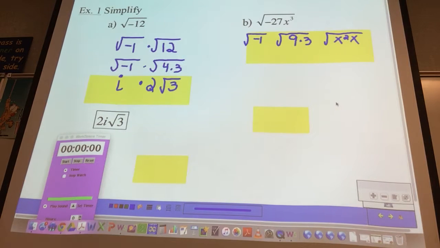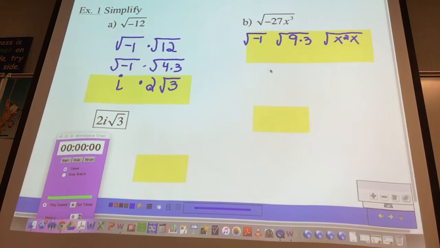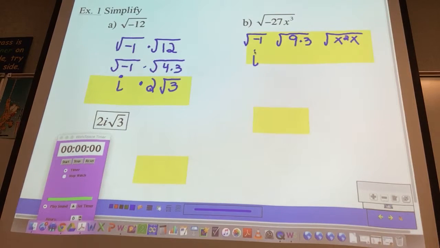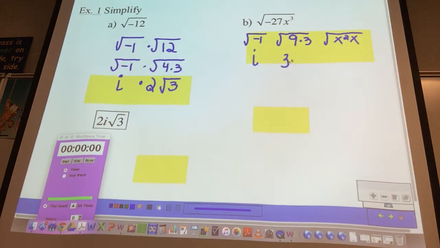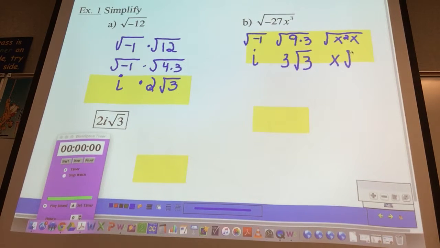Questions on that part? Now we see what goes out of the house and what's stuck inside. Square root of negative 1 is i. And when you take the square root of negative 1, it's no longer in the house, it's just i. What's the square root of 9? 3. What's the square root of 3? Stays radical 3. What's the square root of x squared? x. What's the square root of x? Radical x.